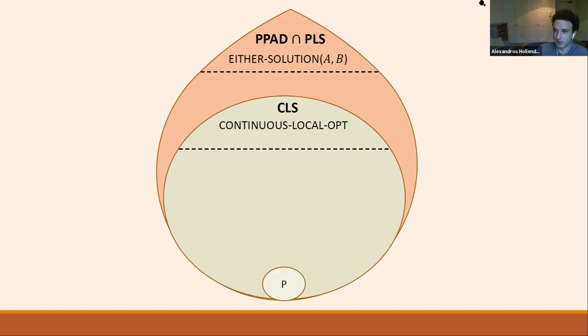And what they did is they looked at various of these natural problems that lie in PPAD intersection PLS, and they showed that they actually lie in CLS as well. So I've put some of them here: contraction, simple stochastic games, etc. They all lie in CLS. And they then made the argument that CLS has a much more natural definition than PPAD intersection PLS, and so it is more likely to capture the complexity of these problems. And by proving that these problems lie in CLS, they provided some evidence for that.